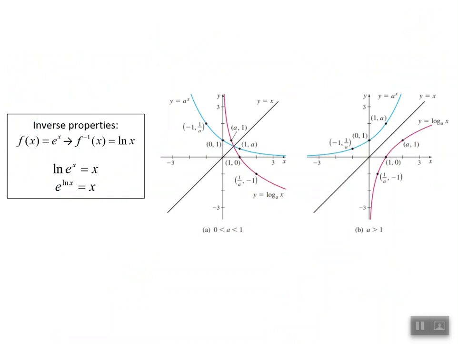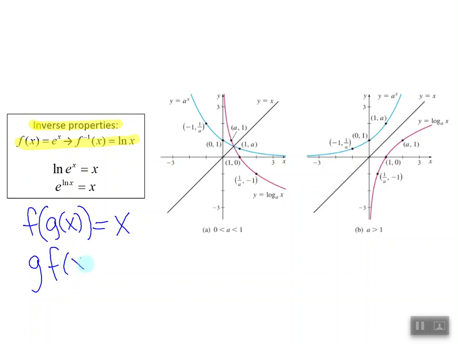The inverse properties. If f of x is e to the x, its inverse, f to the negative 1 of x, is natural log of x. And because these are inverse functions, when we do the composition of them, because remember, inverse functions, when we do f of g of x, we get x, or g of f of x, we get x. That's if f and g are inverses.